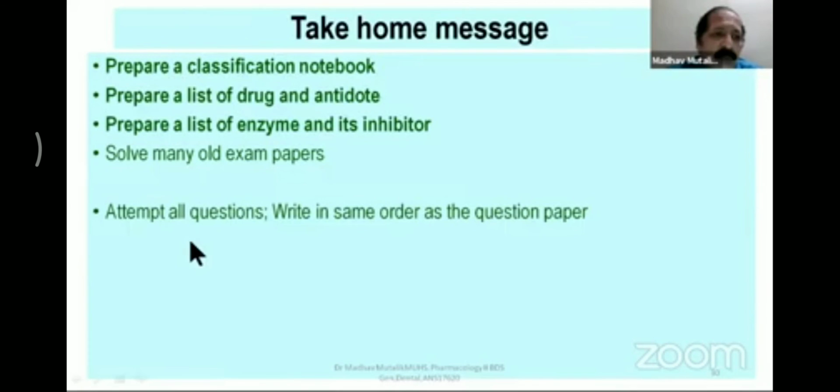Important take-home message for examination is attempt all questions and write in the same order as they are appearing in the question paper. It will be easy for the examiner to know what you have written and what you have not written, and you are likely to score better if this happens. And write only what is asked. Don't write what is not asked. If you don't know, leave the question blank, but don't just put anything.